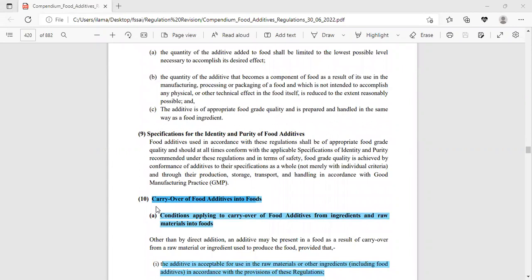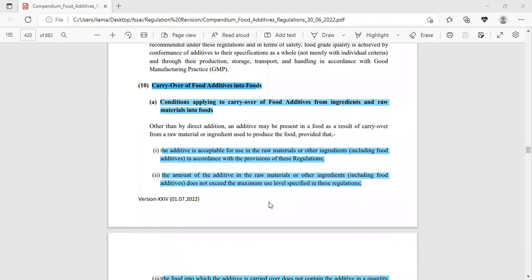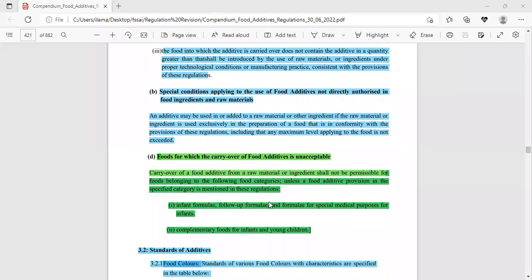Just read what this carryover of food additives in the food products is. Just read these carryover conditions, and this carryover in food products is not acceptable in the case of infant formulas and complementary foods for infants.